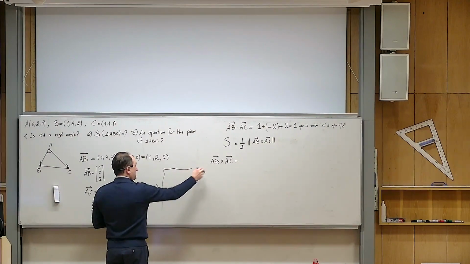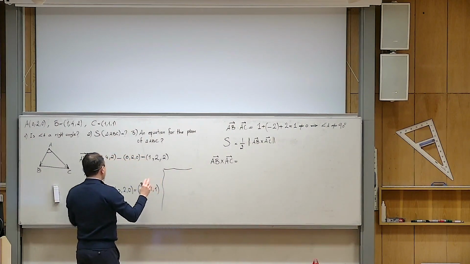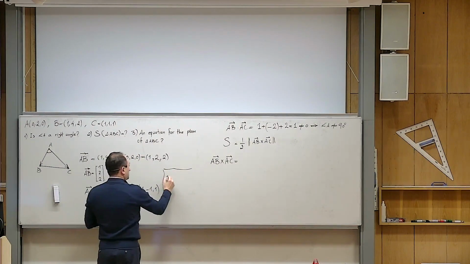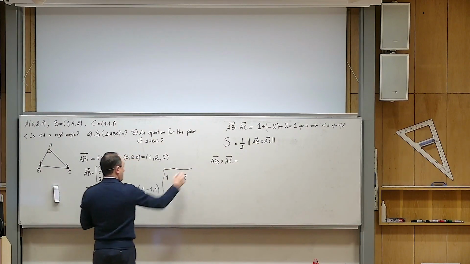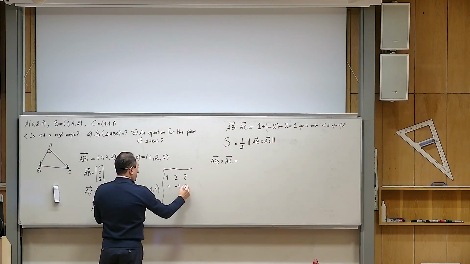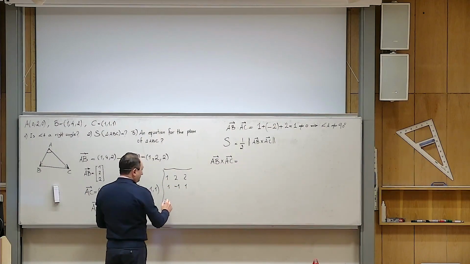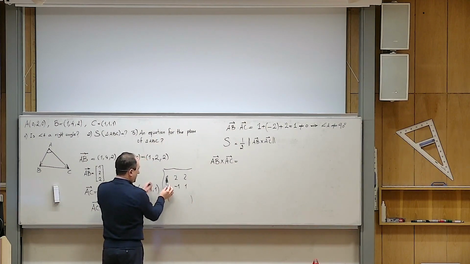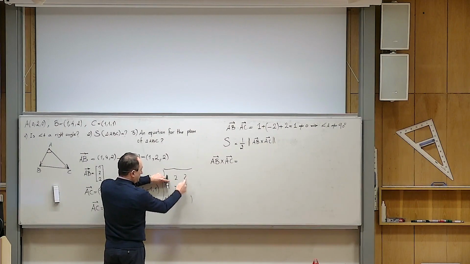So I would do this. I would write the components of my first vector in a row, 1, 2, and 2. And then I would write the components of my second vector below it. To find the first component, I cover the first column and do the calculation like a 2×2 determinant. I multiply these two, it becomes 2, minus these two, it becomes minus 2, so it becomes 4. And then I would write 4 here.